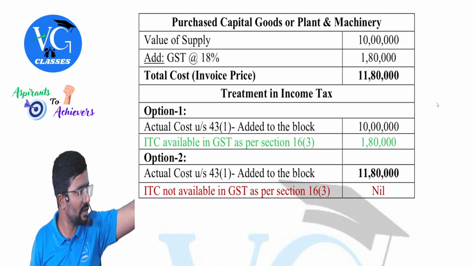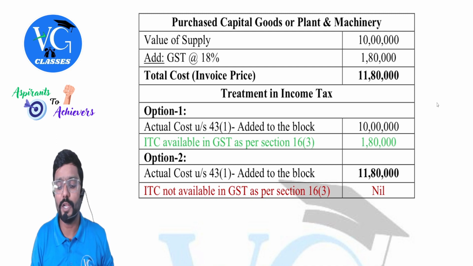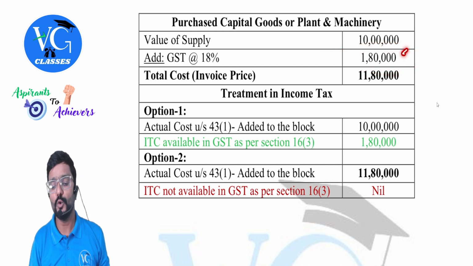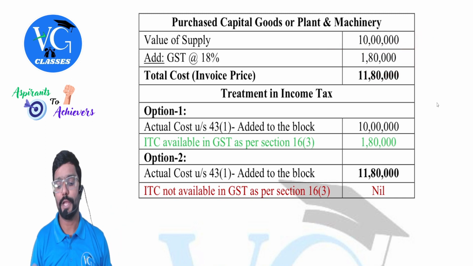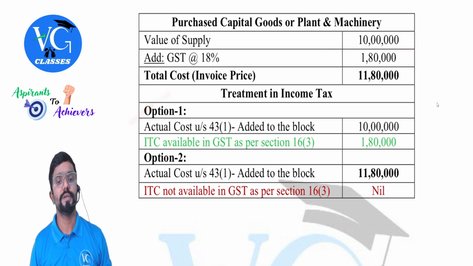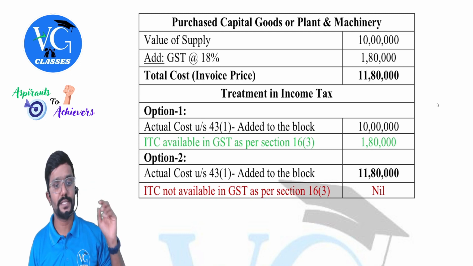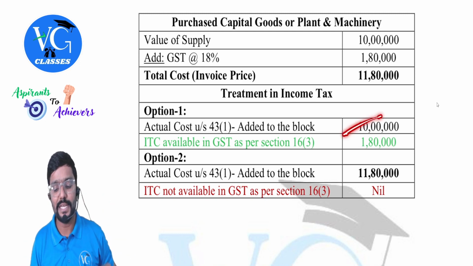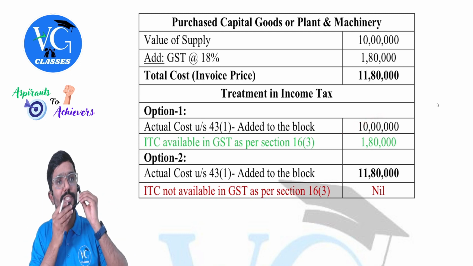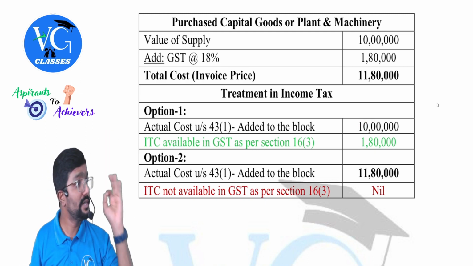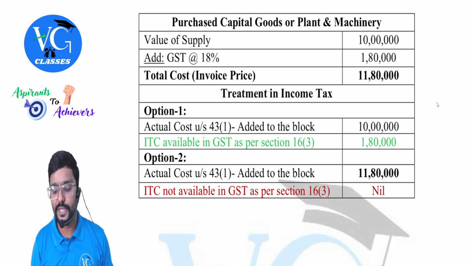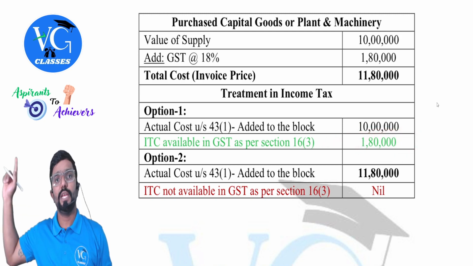Now we are discussing, sir, 10 lakh is no doubt a cost. We will add it to the block. What about this 1,80,000? We have two treatments for it. Either of this, not both. Okay, sir. So what is option 1 in income tax? Take actual cost as 10 lakh. So that means you will add how much to the block of the asset? 10 lakh. You will start claiming depreciation on how much? 10 lakh.